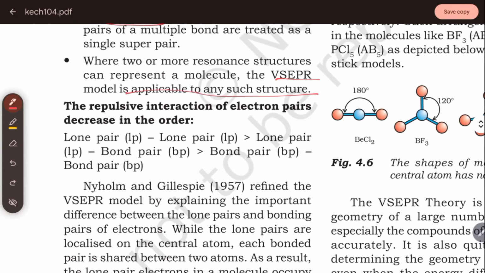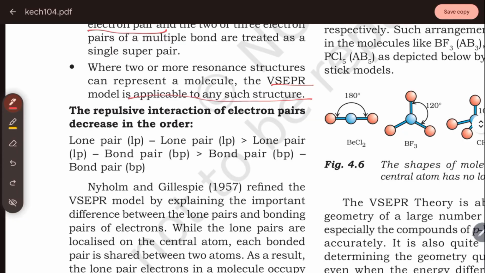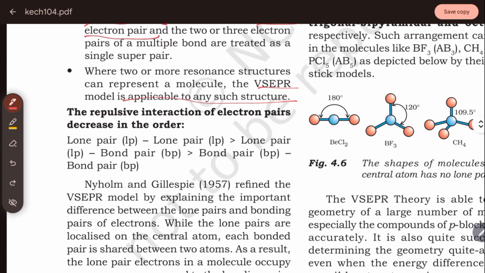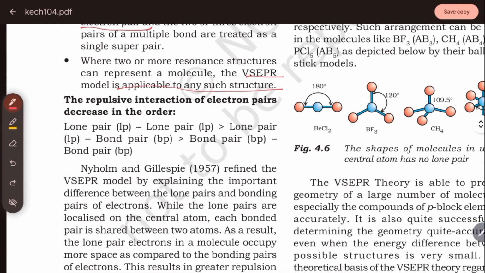When two or more resonance structures are possible, the VSEPR model is applicable to any such structure. Now, the repulsive interaction: the valence shell electrons have repulsive interaction amongst them. Why do they have repulsive interaction? Because they are all electron clouds. If electron clouds are close to each other in three-dimensional structure, they will tend to repel each other because they are all negatively charged.